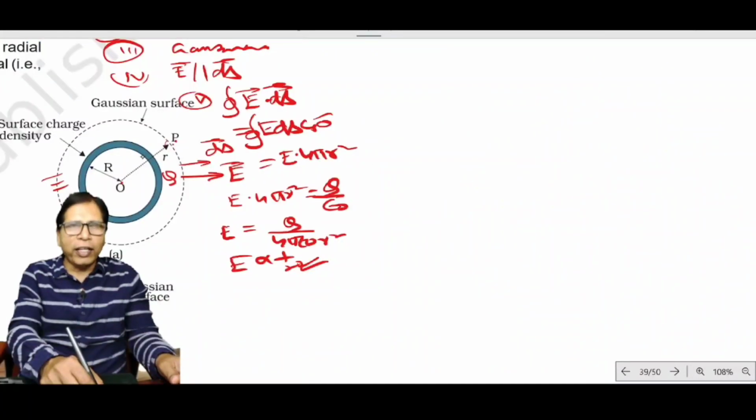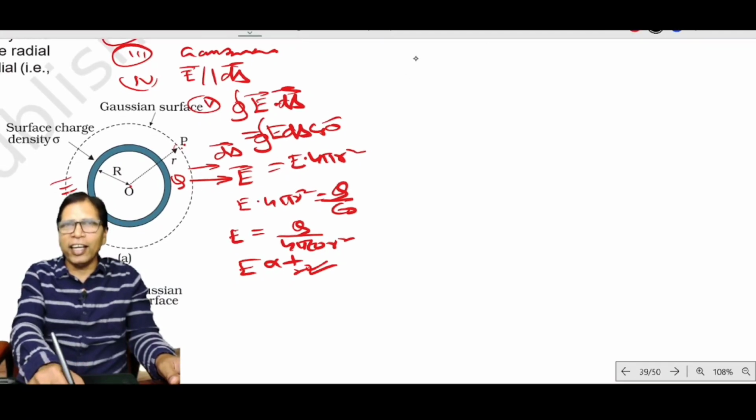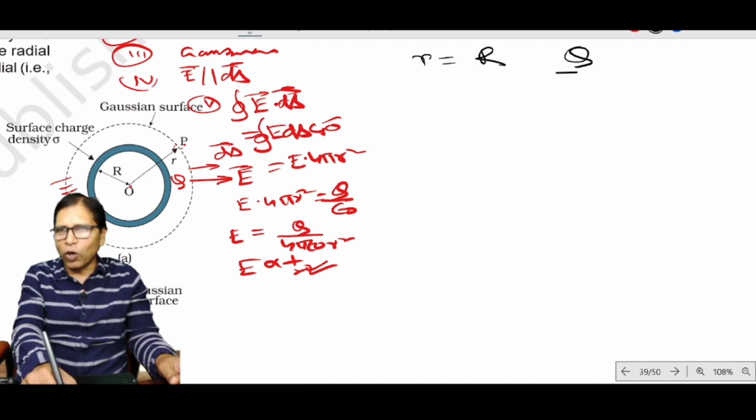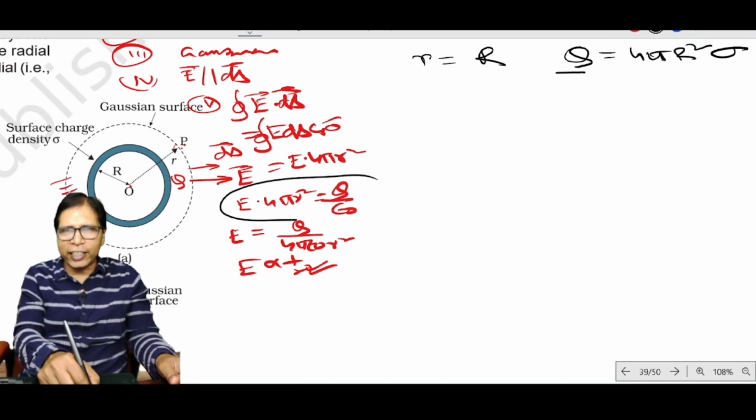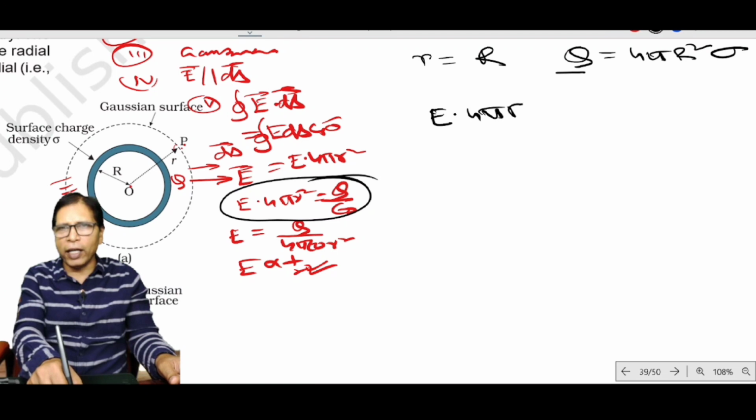Now, electric intensity on the surface. Here r is smaller than or equal to capital R, and the charge enclosed by the Gaussian surface is also Q, which equals 4 pi r square sigma. Using this relation, E into 4 pi r square equals Q by epsilon naught.